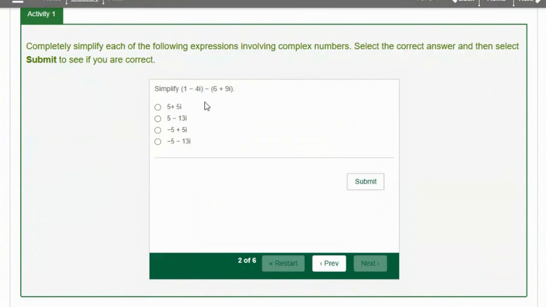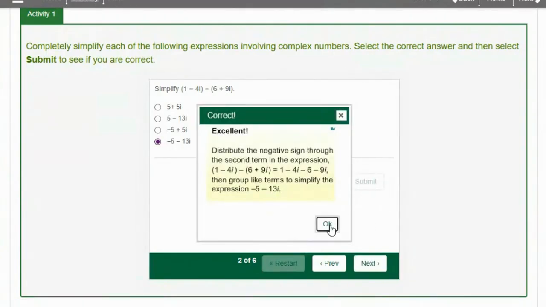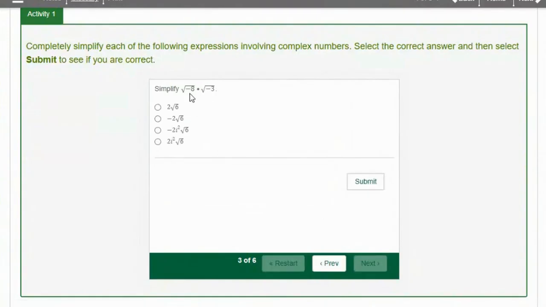All right. There's when you subtract. 1 minus 6, negative 5. Negative 4i minus 9i, negative 13i. Just combine the like terms. There's a multiplication with both negative radicands there.